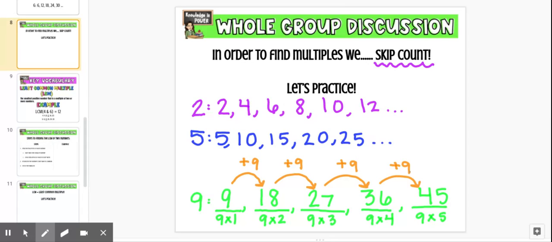Now, a problem will typically say find the first 5 multiples, or find the first 10, or what is the 12th multiple of this number. And so you don't have to worry about going and going and going. So just find whatever the problem is asking you.